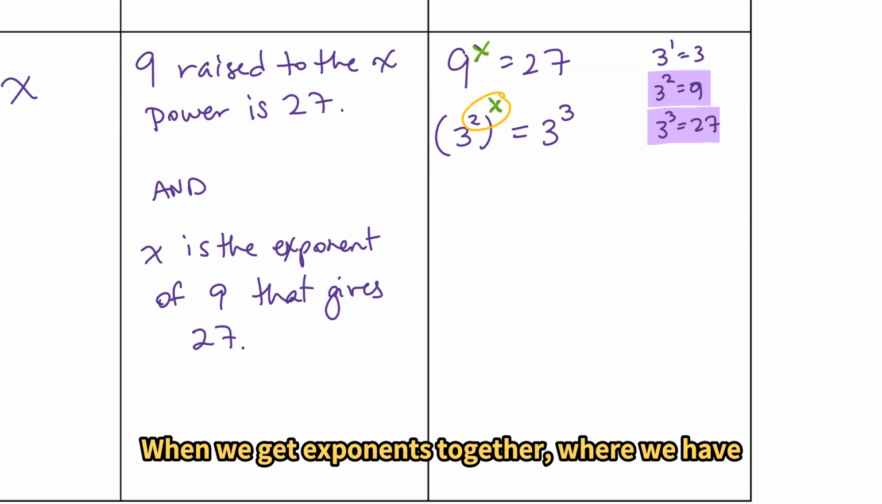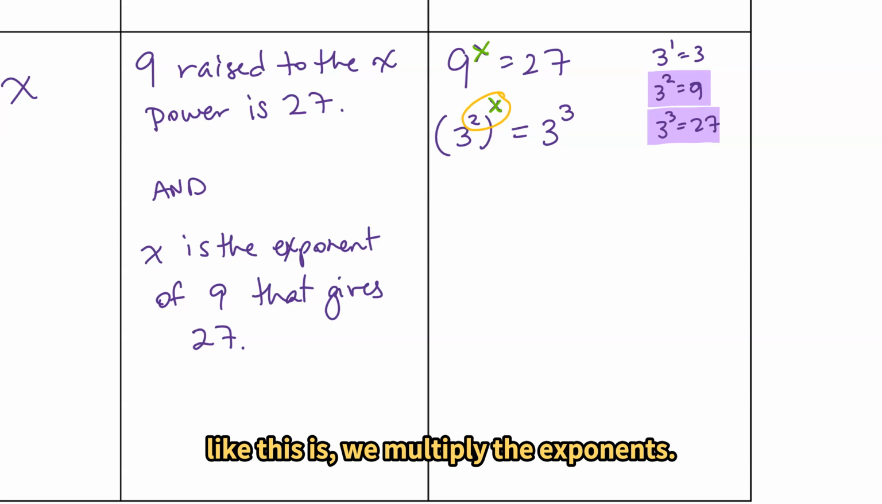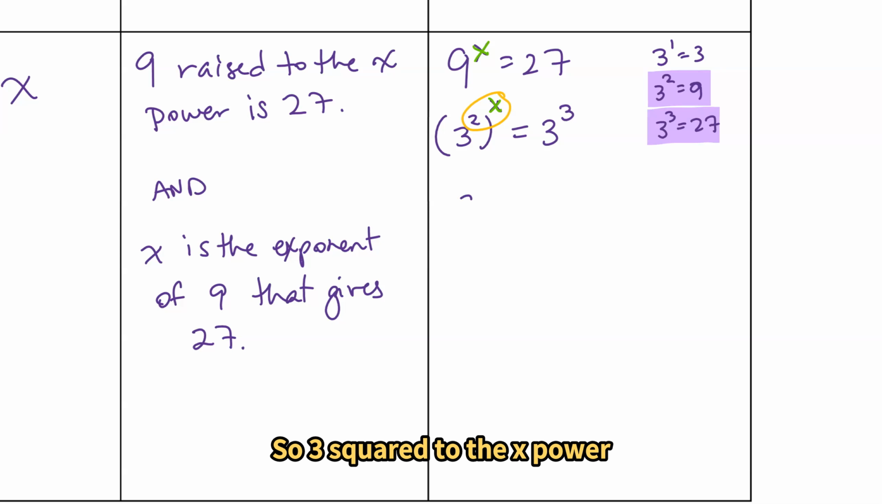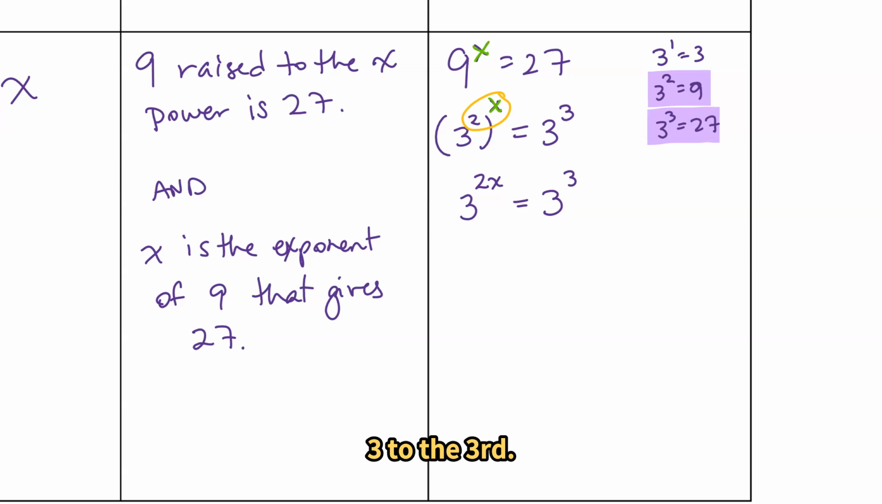When we get exponents together, where we have an exponential expression raised to another power, like this is, we multiply the exponents. So 3 squared to the x power becomes 3 to the 2x power, and then we'll bring down that 3 to the third.